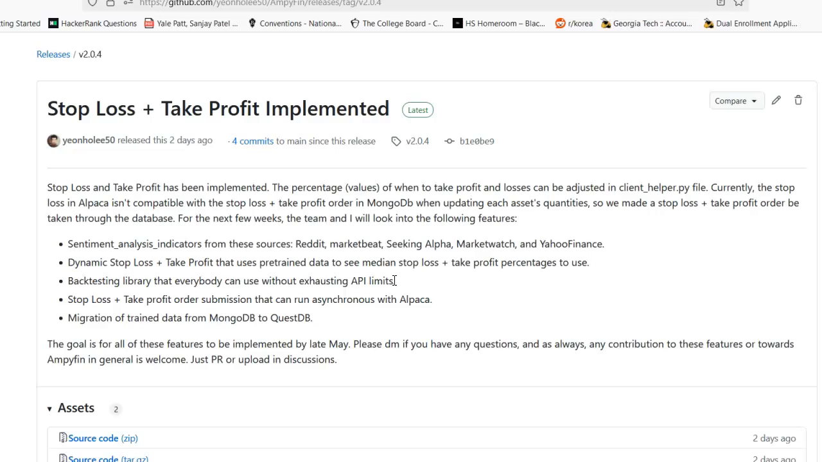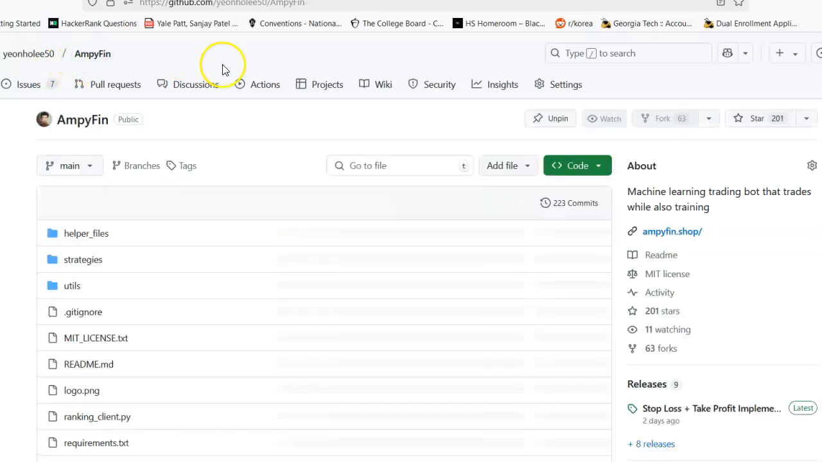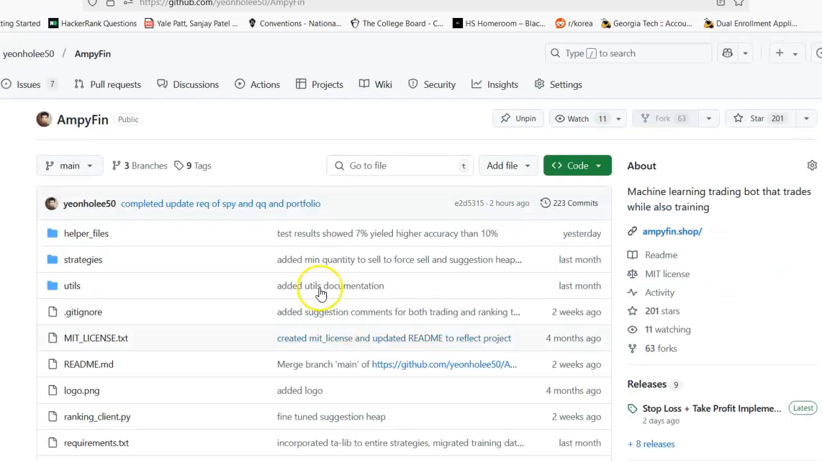This backtesting library comes with backtesting, but it also comes with trading, so that people could train their bots so that they don't have to wait 2 weeks. Ideally, we don't want to wait 2 weeks for a program to run to trade. So that's a little bit more into the features we're looking into.